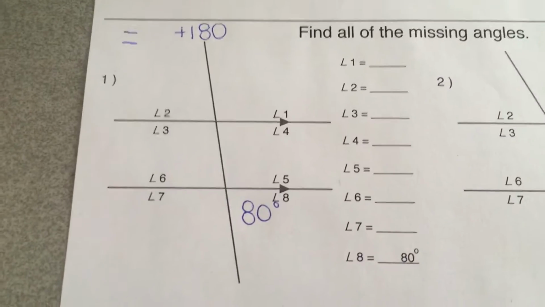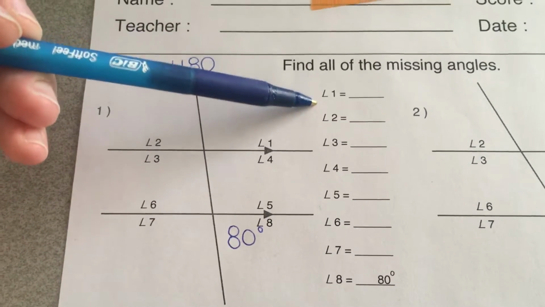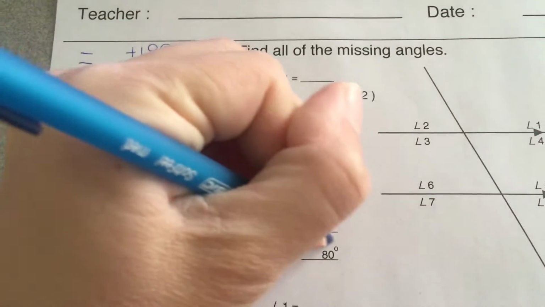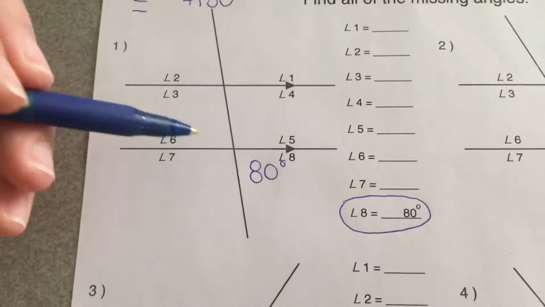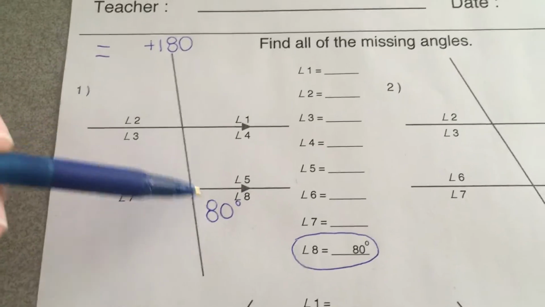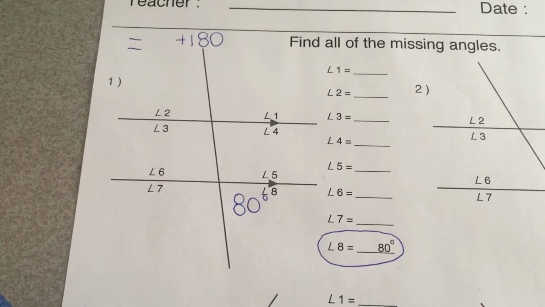So looking at number 1, we have to write in the angle measures for 1 through 8. They give us 8 already. Angle 8 is 80 degrees. So I wrote that in here. Angle 8 is 80 degrees. Now I need to use that to help me figure out the other angles.